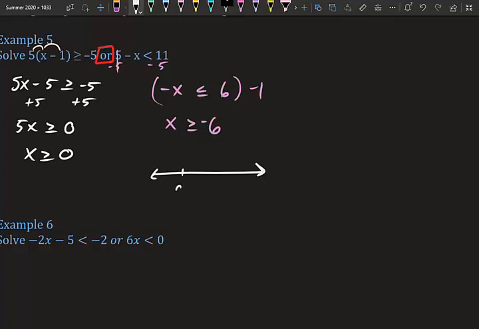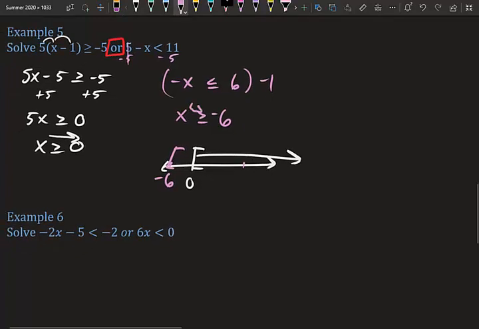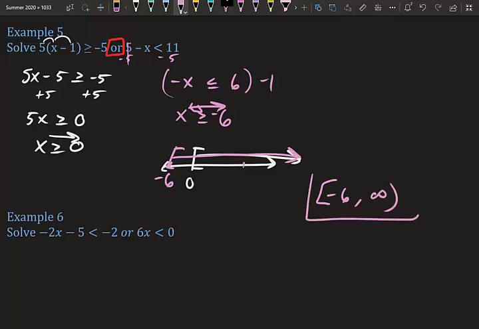So we have our two numbers, 0 and negative 6. For 0, it's a bracket, pointing to the right. For negative 6, my bad, I put that in the wrong space. For negative 6, it's a bracket, and it's pointing to the right. So you see how they're both pointing in the same direction? So now we need to put it together. The whole thing starts at negative 6 and goes to the right, which is positive infinity.